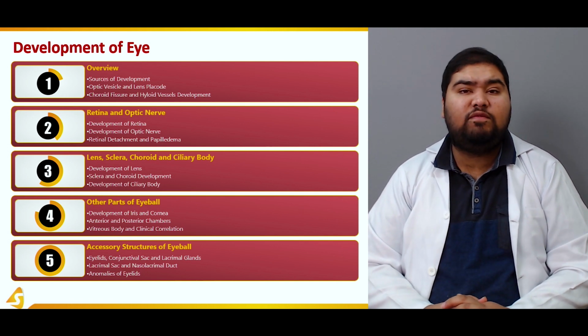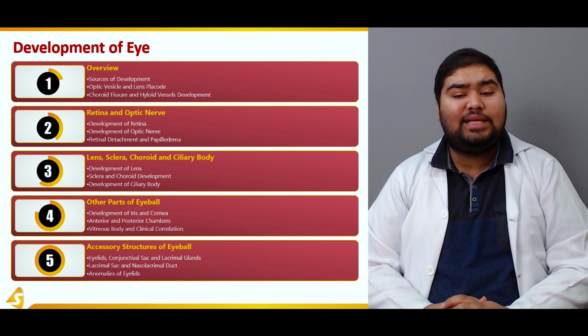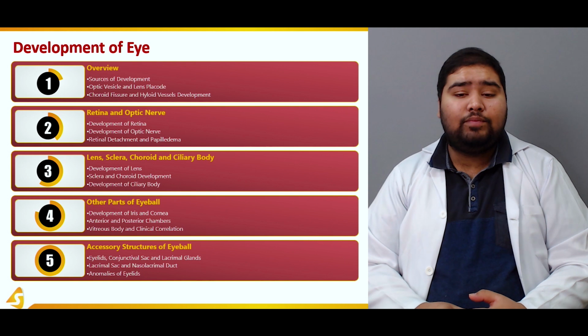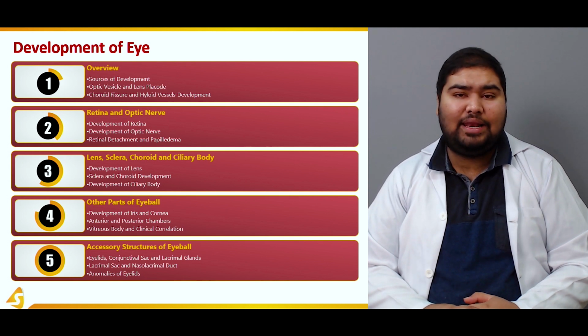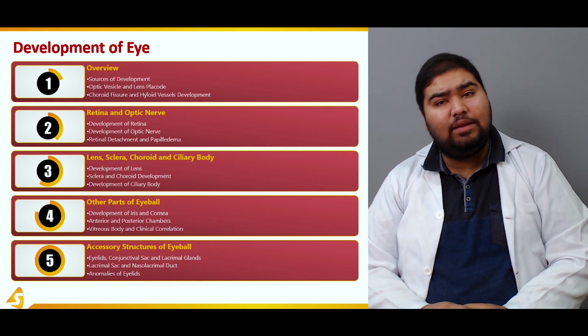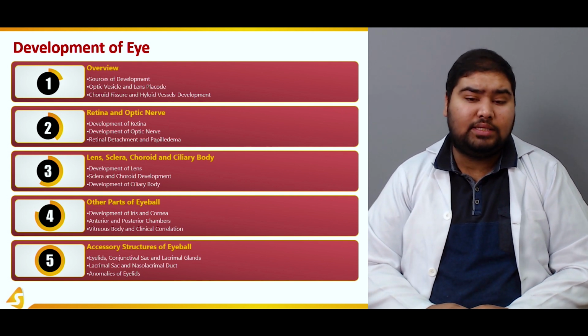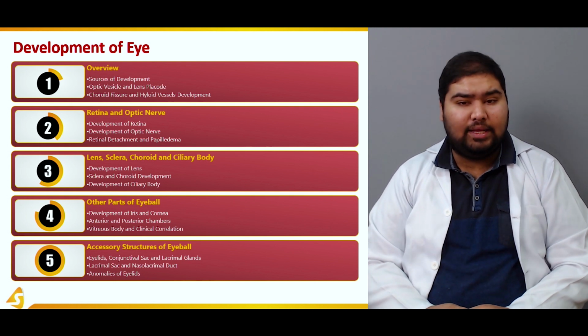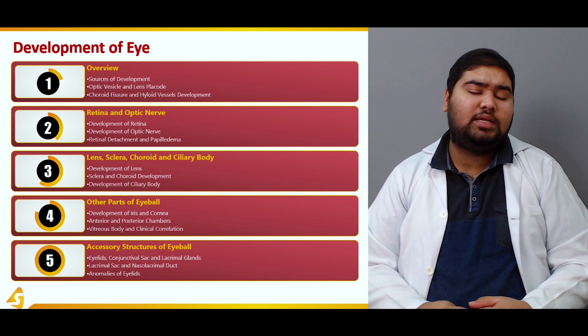And finally, in the fifth section, we'll see the accessory structures of the eyeball. These include the eyelids, the conjunctival sac, and the lacrimal gland. We'll see the lacrimal sac and the development of the nasolacrimal duct, and finally we'll talk about the anomalies of the eyelids. I hope you're excited about today's lecture.